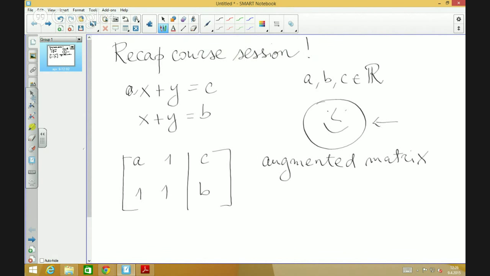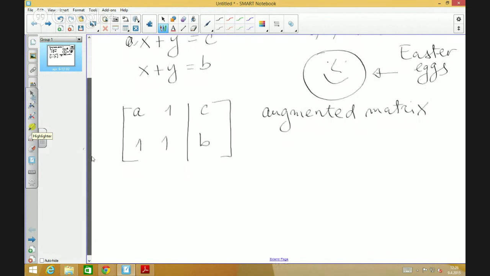Oh, by the way, this guy has been eating too many Easter eggs. As people who solved one of the questions on Piazza that I posted realized, it can be really dangerous to eat too much of that. The expected weight gain is large.